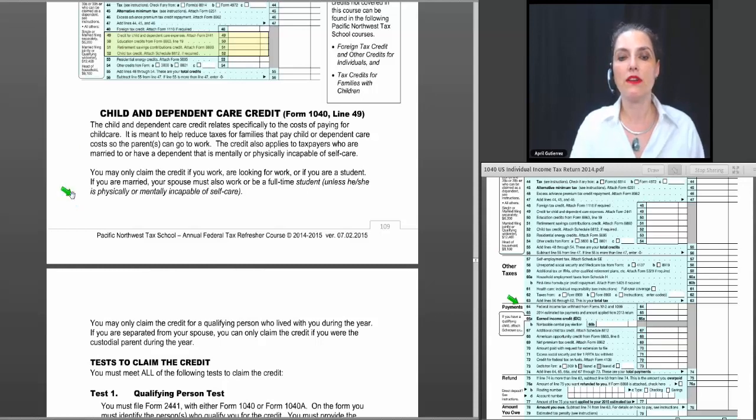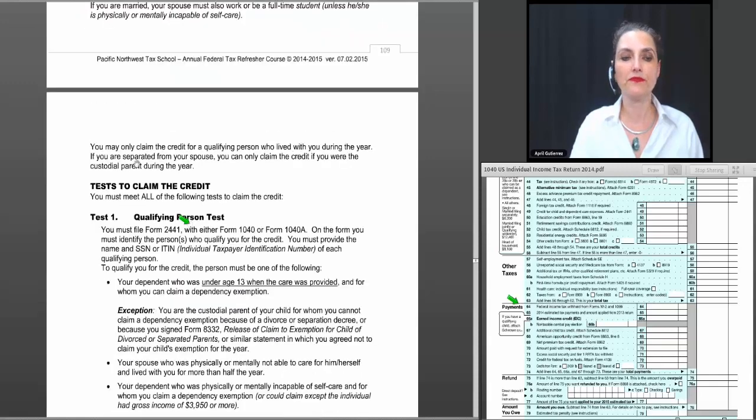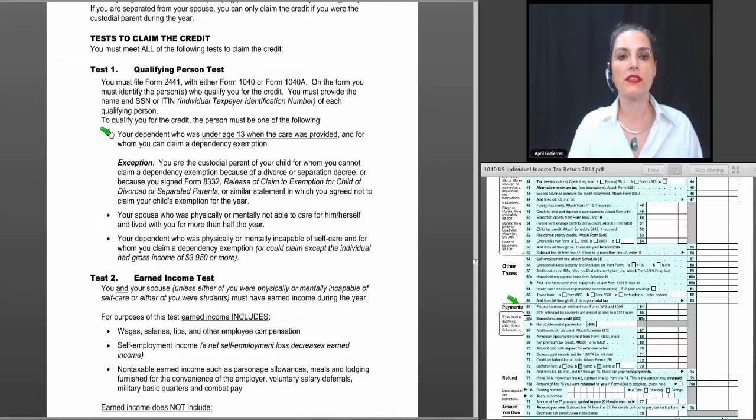You can claim this credit only if you work or are looking for work, or if you are a student. And if you are married, your spouse must also work or be a student, unless he or she is incapable of self-care. You may only claim the credit for a qualifying person who lived with you during the year. If you are separated from your spouse, you can only claim the credit if you were the custodial parent during the year. There are some tests to claim the credit.